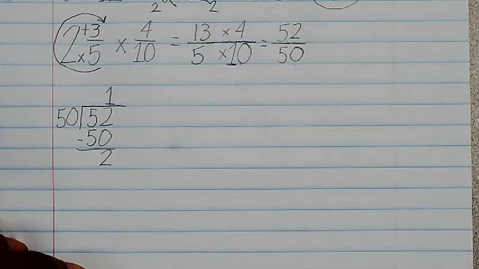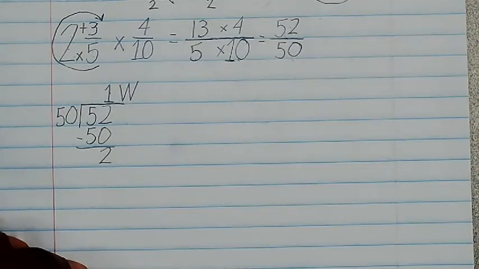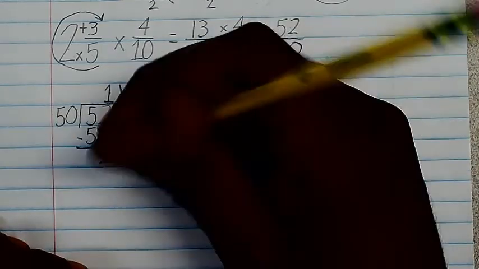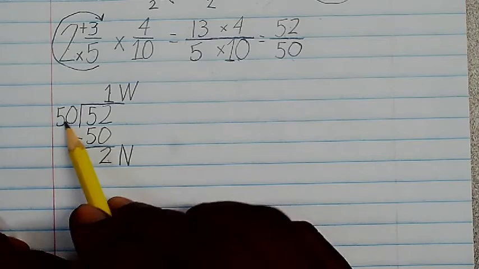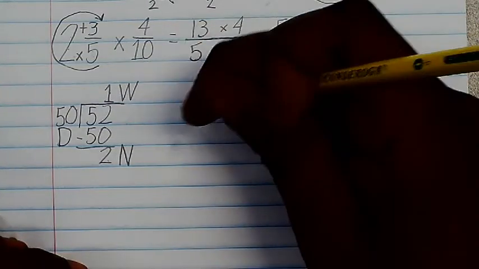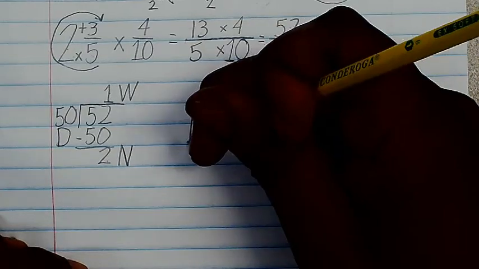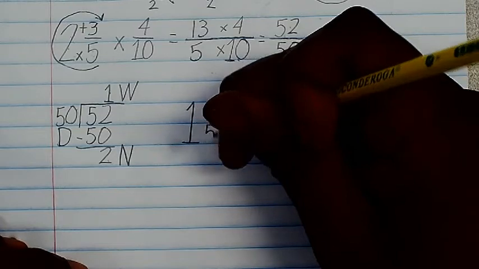So now we can rewrite this as a mixed number because our quotient is our whole number. I'm going to put W for whole number. The remainder is our numerator. I'm going to put N for numerator. And the divisor is the denominator. So I'm going to put a D for divisor. And then once I rewrite this in the correct form, I have 1 and 2 50ths.